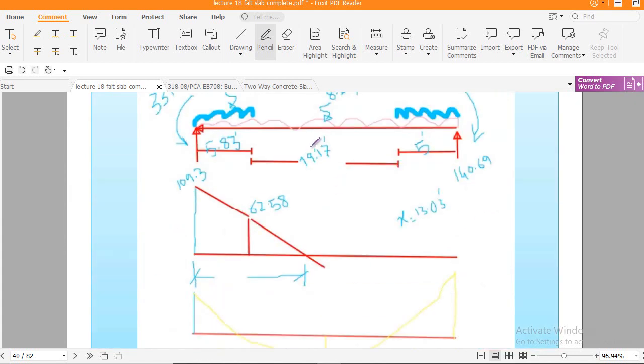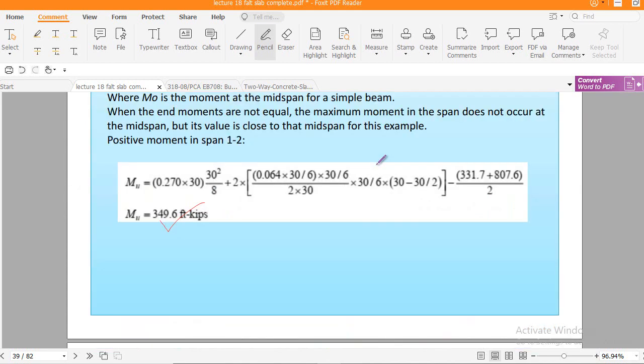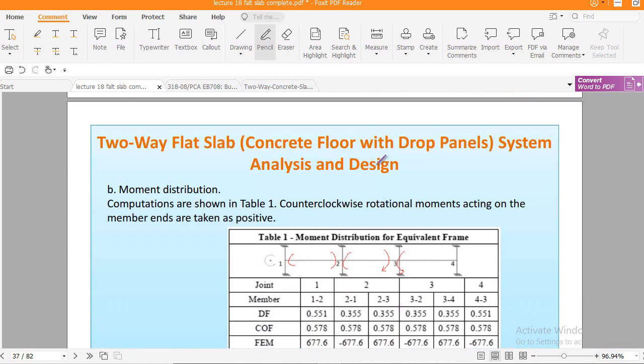Here is the diagram. This is the end moment, 331 from the table, and this is 807.6 from the table. This is the uniform distributed load, 8.1. How did I get this? 0.270 times 30, you got 8.1. Remember, this is very important, as I already explained.